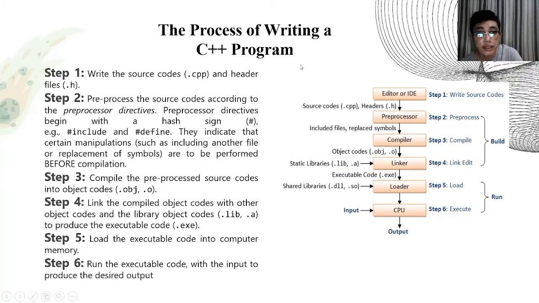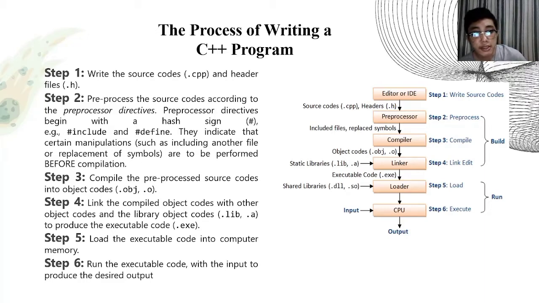So let's discuss the process of writing a C++ program. The first step is to write the source codes and the header files. The second step is to preprocess the source codes according to the preprocessor directives. The preprocessor directives begin with a hash sign, for example, hashtag include and hashtag define. They indicate that certain manipulations, such as including another file or replacement of symbols, are to be performed before compilation. The third step is to compile the preprocessed source codes into object codes.